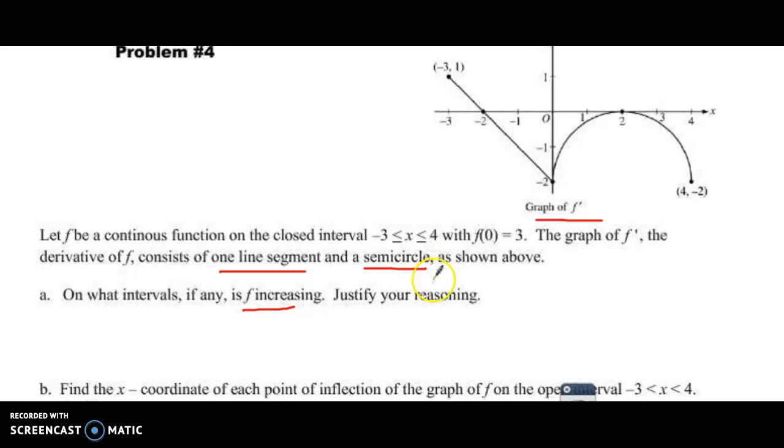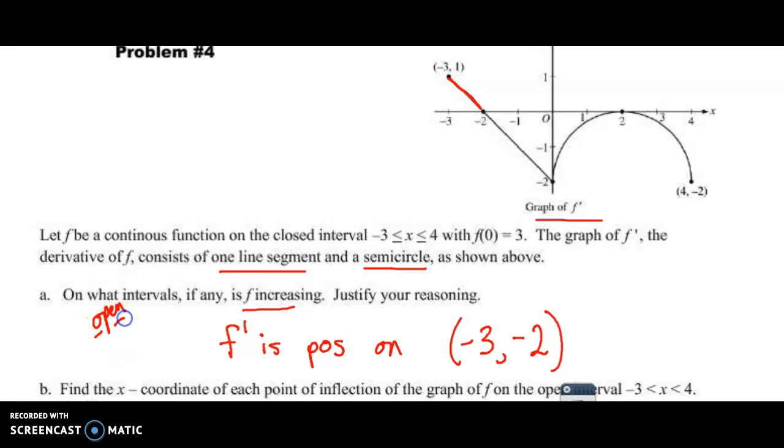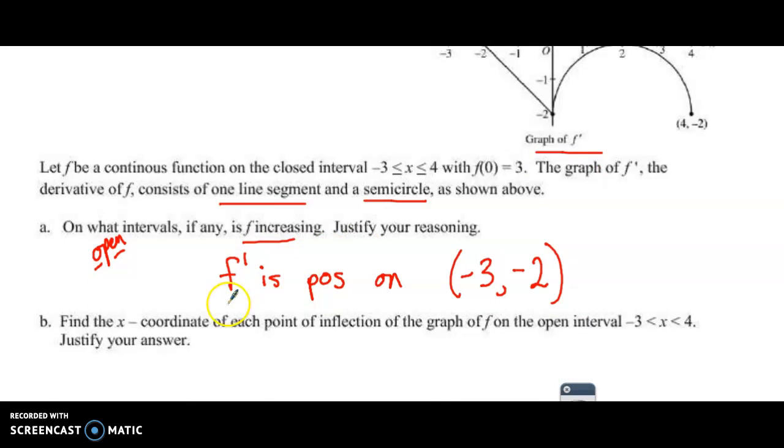I like to write down my reason first. If f is increasing, that means that f prime is positive. Well, the only time that f prime was positive is on the interval from -3, x values, by the way, from -3 to -2. A lot of times they'll ask the phrase on what open intervals. I think they're getting better at writing those. And then here's your reasoning. Or you can write f prime is greater than 0.